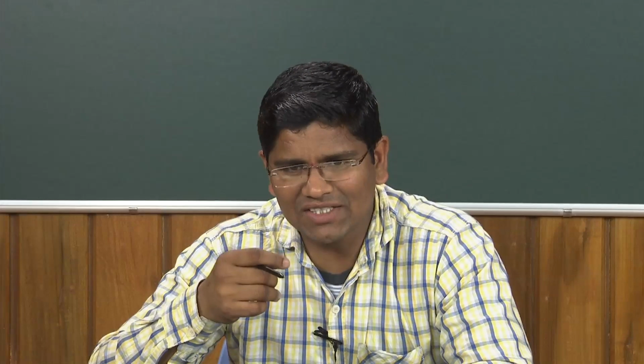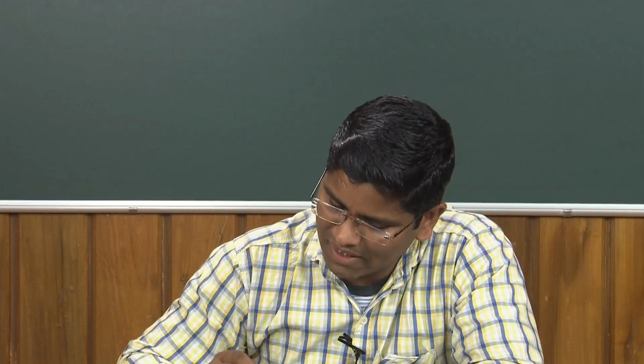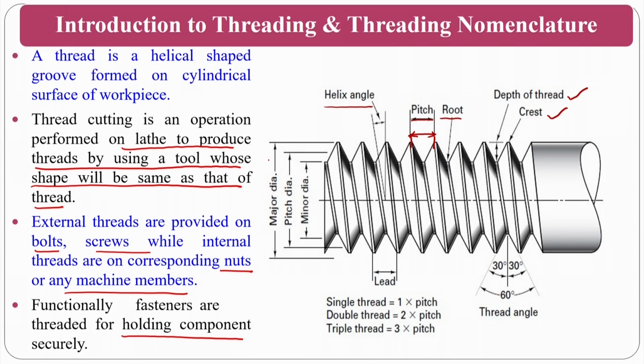If it is a single start thread, normally the lead is equal to the pitch. If it is a multi start, you have to multiply by the number of starts, specified by n. The helix angle will be there, and the major diameter of the thread, the minor diameter of the thread, and the pitch diameter also. This is the major diameter and this is the minor diameter, and you will also have the pitch diameter, which you can say is the mean diameter of that particular thread.